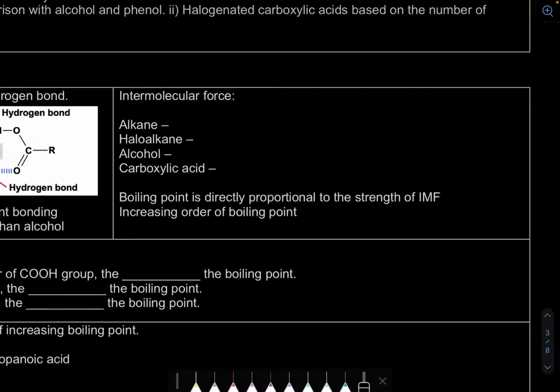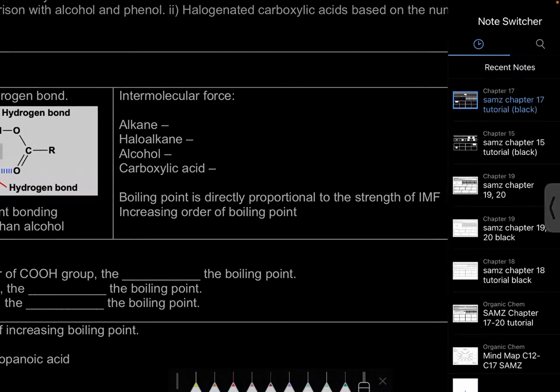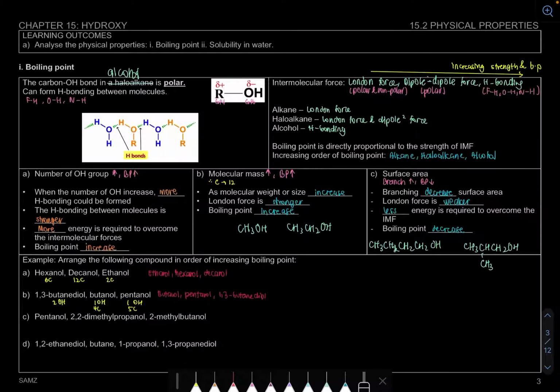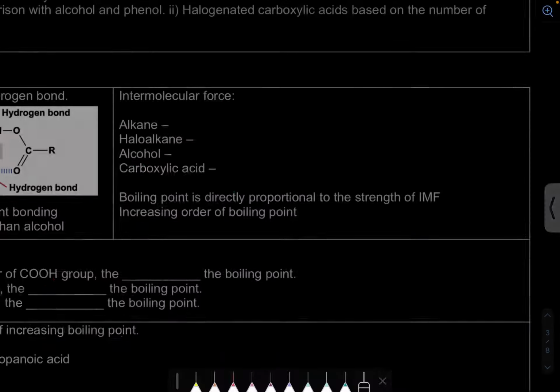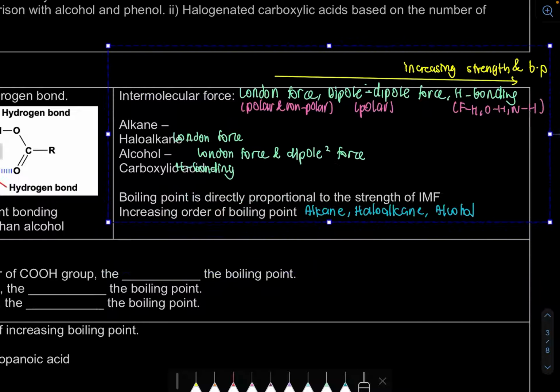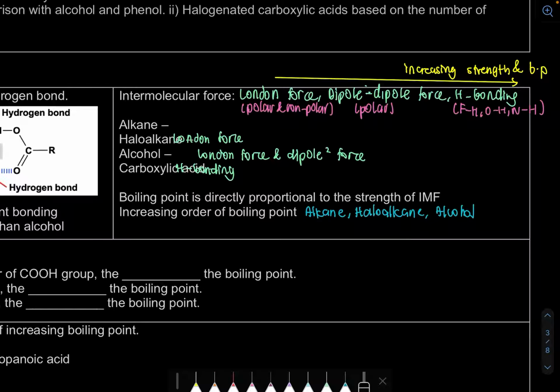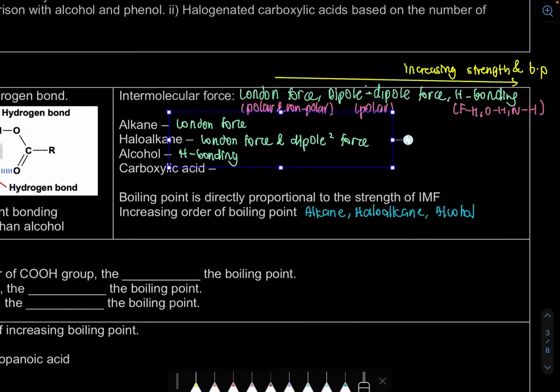We have learned a lot already, and here we add a bit more. You should be familiar with these notes. This is actually the same as what is in our notes of chapter 15, but I'm going to copy and paste it here. Go back to our chapter 17. We have learned there are actually three intermolecular forces. Remember, first is London force, specifically for non-polar only.